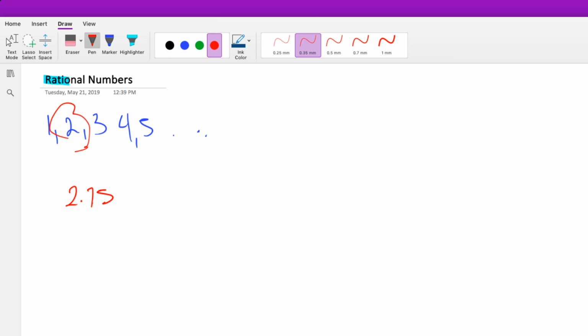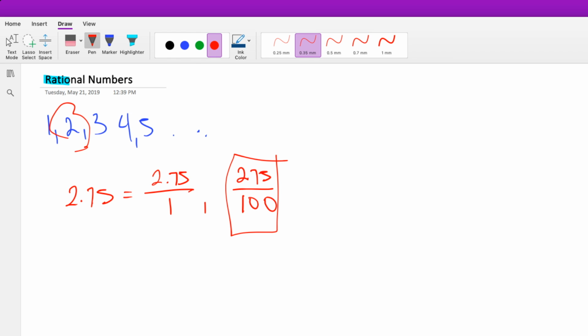2.75. Is this a rational number? Yes, even though it's a decimal, we can write 2.75 over 1, or we can write 2.75 as 275 over 100, and that'll give us 2.75. So once again, this is a ratio just like any other ratio, and that is why 2.75 is a rational number, even though it has a decimal, or even if it had a negative in front of it, then we would just have to write this as a negative number.